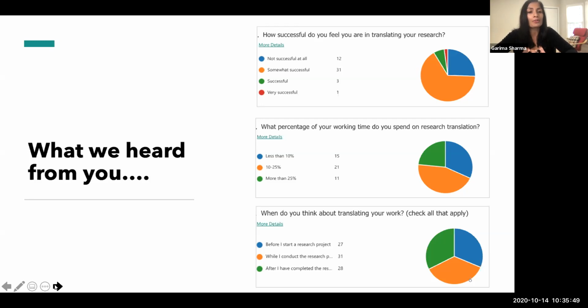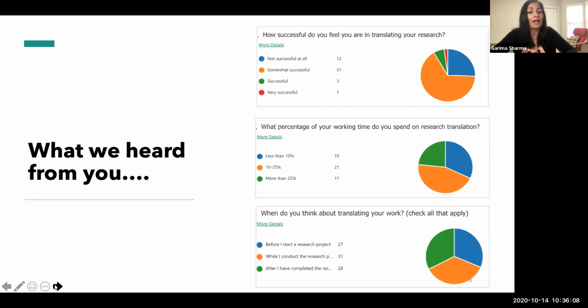I'll also point you to what percentage of your working time do you spend on translation. And again, there's variance around it, but in general, less than 25%. So thinking about how do you take, if you don't have too much time, how can you still accomplish some of these things that we'll talk about today?